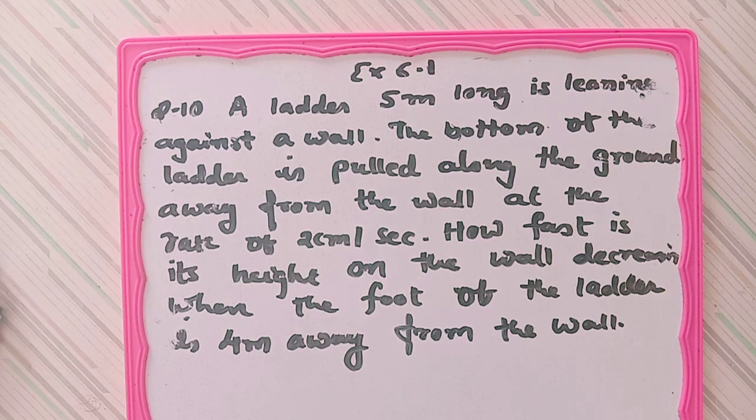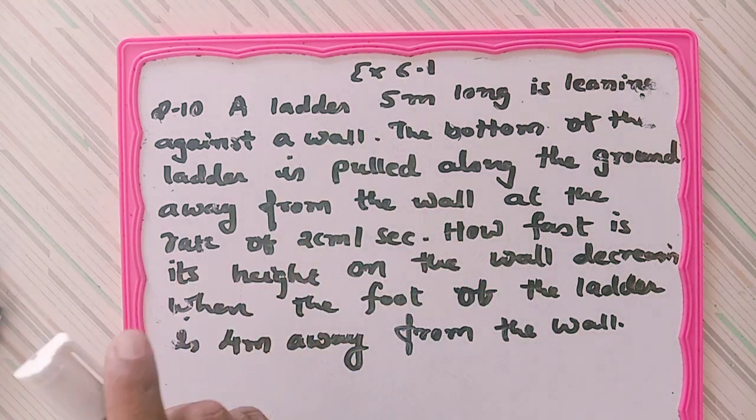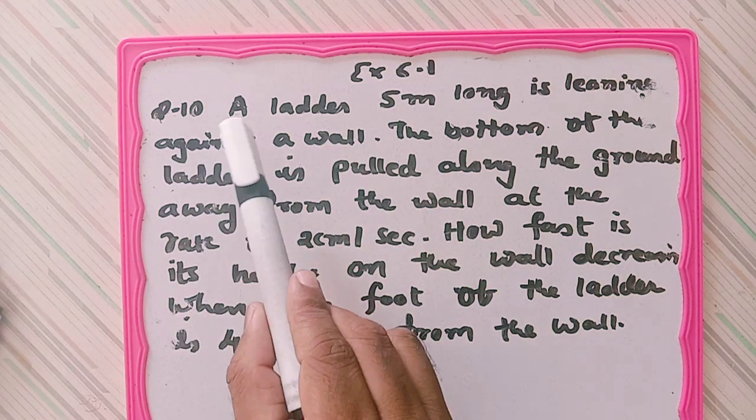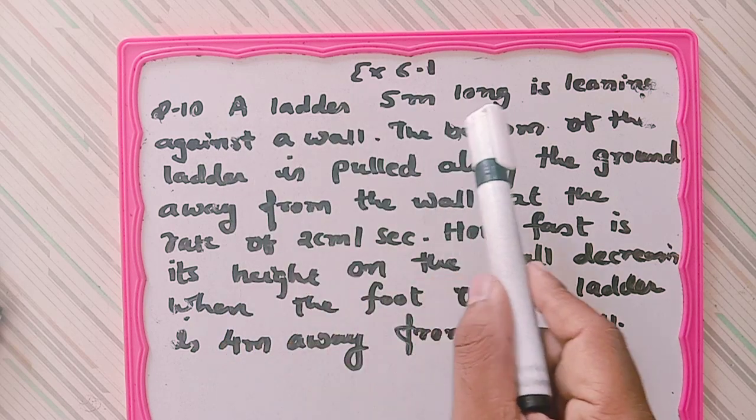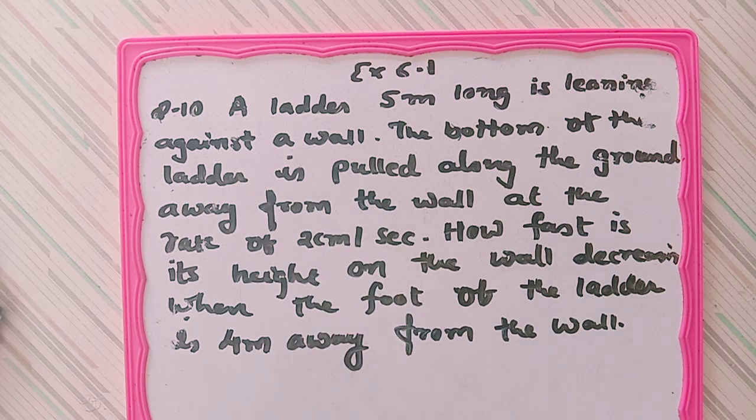Hello friends, in this session of application of derivatives, we will see exercise 6.1 question 10 onward solution. So question 10 is that a ladder 5 meter long is leaning against a wall. So like this way one ladder is there. The bottom of the ladder is pulled along the ground away from the wall.